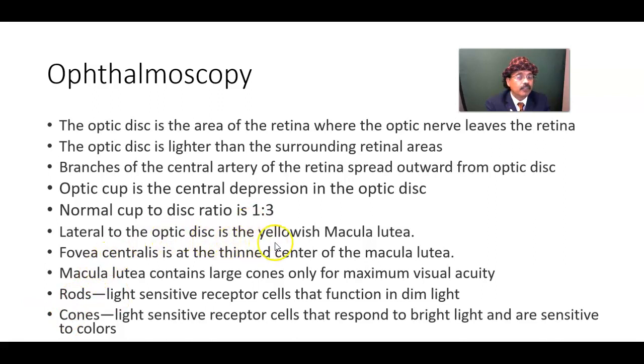Lateral to the optic disc is the macula lutea. The fovea centralis is the thin center of the macula lutea for maximum visual acuity. Rods are light-sensitive receptor cells that function in dim light. Cones are light-sensitive receptor cells that respond to bright light and are sensitive to colors.